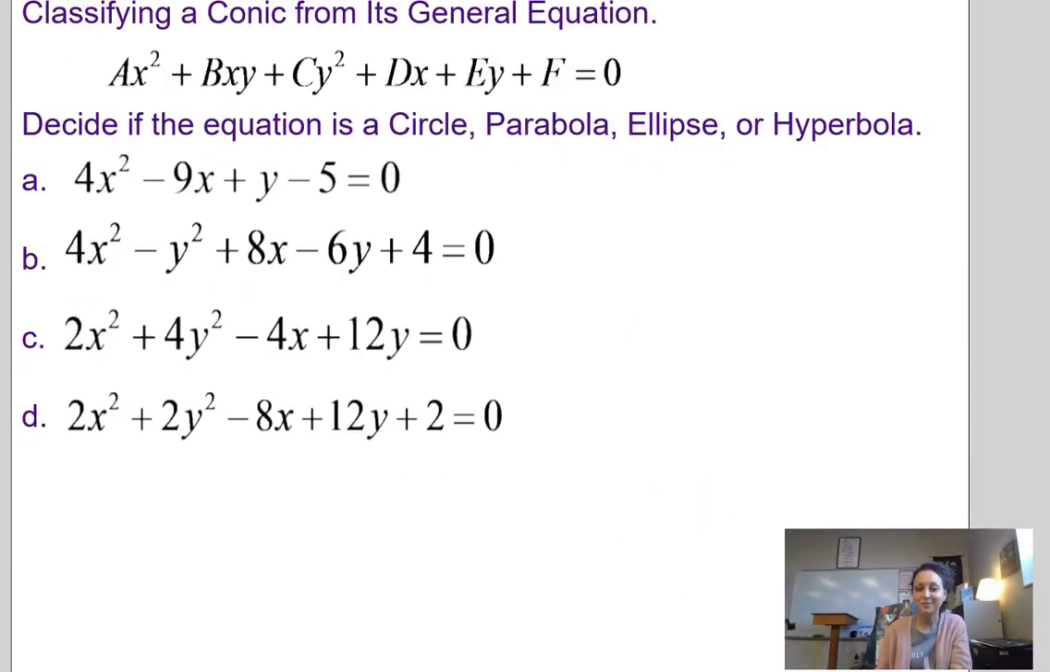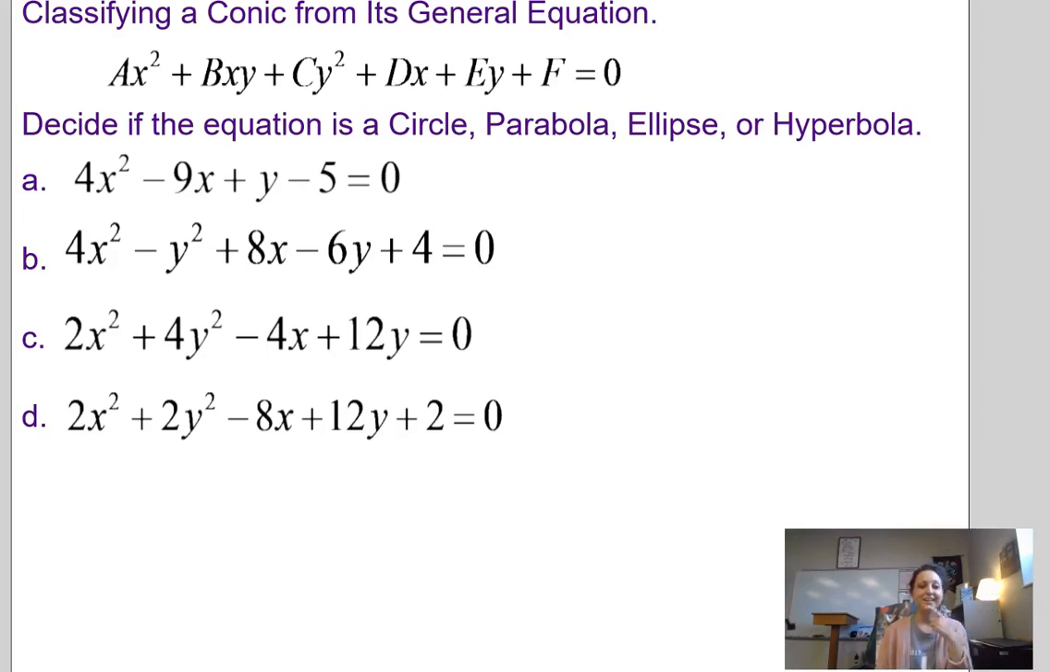All right, so for this last one, I would like for you to pause. You don't need to write any of this down, but go ahead and decide mentally. There's one circle, one parabola, one ellipse, and one hyperbola. Can you figure out which is which here without trying to get it into standard form? Okay, so this is what we call the general equation. Can you figure out which is which? Go ahead and pause and see which one's the circle, which one's the parabola, which one's the ellipse, and which one's the hyperbola.